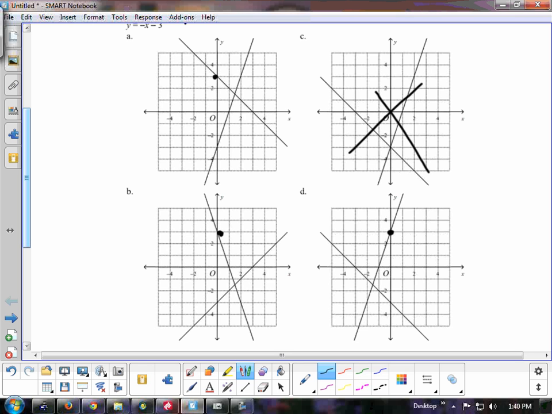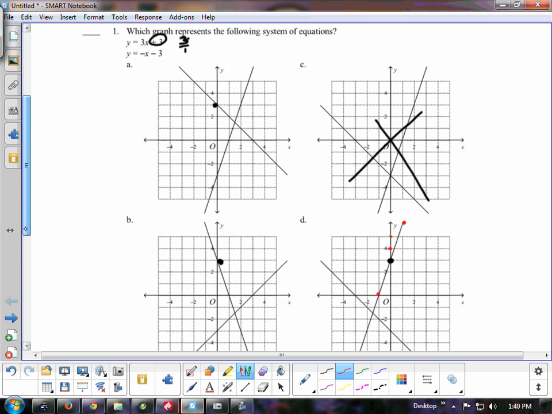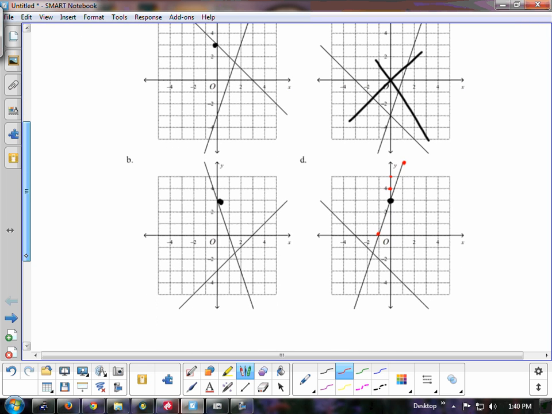And if I go up 3 here, 1, 2, 3 over 1, that works there, or down 3 over 1, that works. So this looks like that graph. And then I got negative x minus 3. So y equals negative x minus 3. This one starts at negative 3 and has a negative slope, which is down 1 over 1. So this would be the proper answer to this question.